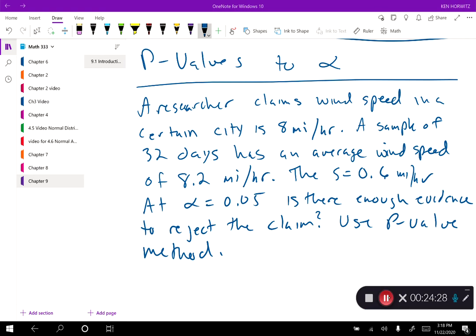A researcher claims wind speed in a certain city is 8 miles per hour. A sample of 32 days has an average wind speed of 8.2 miles per hour. S, meaning the standard deviation of the sample, is 0.6 miles per hour. At alpha equals 0.05, is there enough evidence to reject the claim? Use the p-value method.